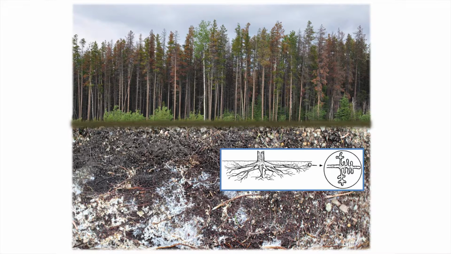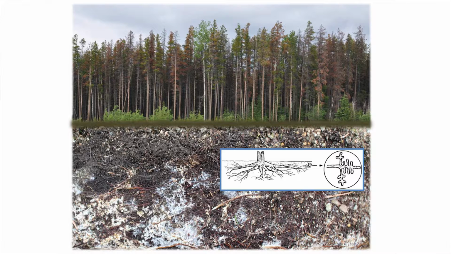Mycorrhizal fungi colonize roots of most boreal tree species, and they are typically considered a mutualist. So they are taking resources from the soil, nutrients and water, and giving them to the tree in exchange for sugars that the tree produces through photosynthesis. And it's because of this interaction that we were interested in how this widespread tree mortality might be affecting these fungi. So do they disappear?